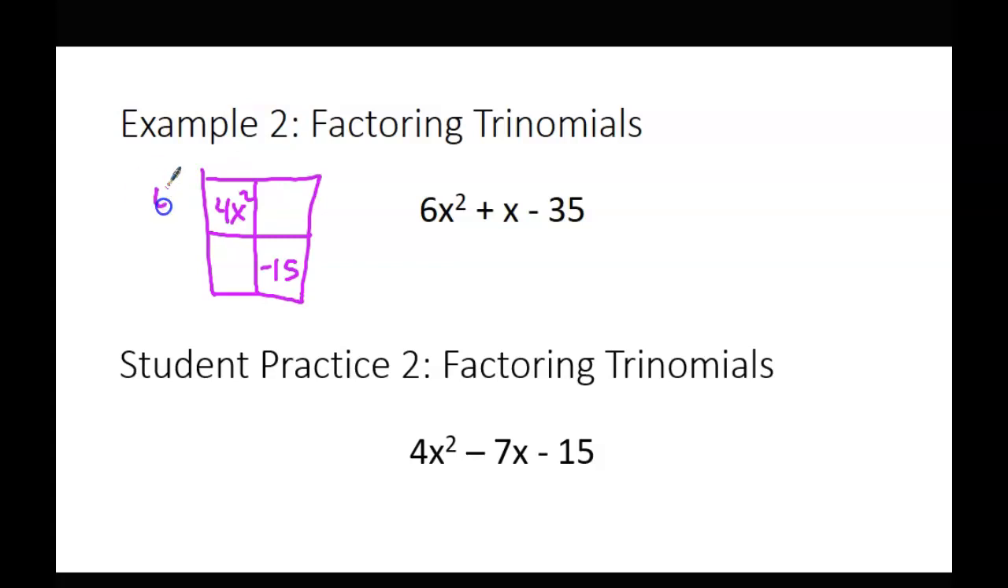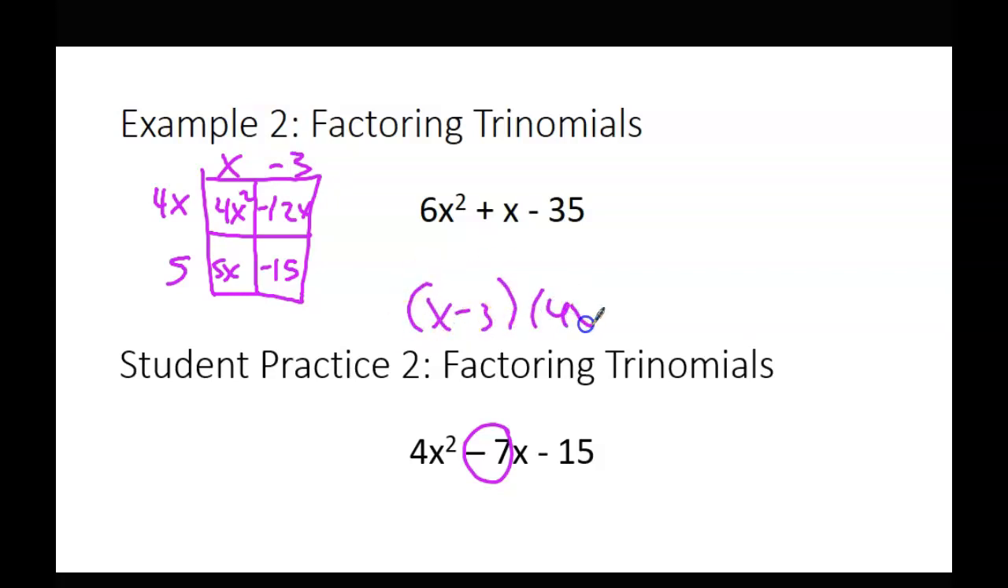So, and that turns out to be what happened there. We have a 4x here and x here, right? And so 3 here, 5 here, 12x, 5x, and we want -7, right? So if I want -7, which of these should be negative? Which means the 3 would be negative. And there's your answer. So it's x minus 3 and 4x plus 5.